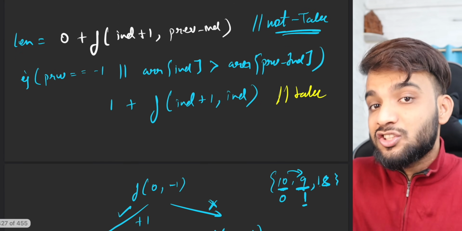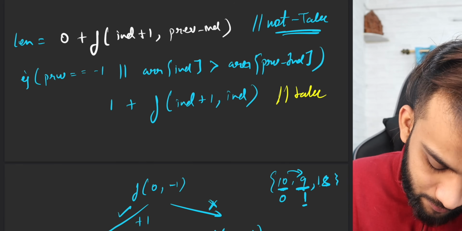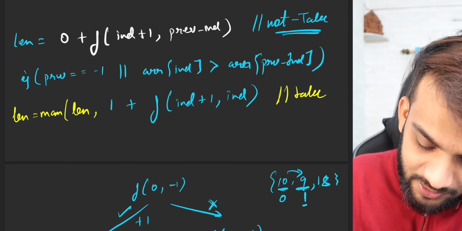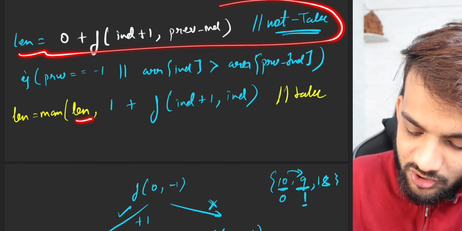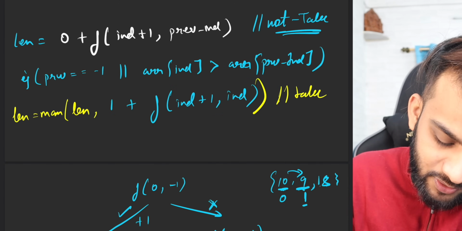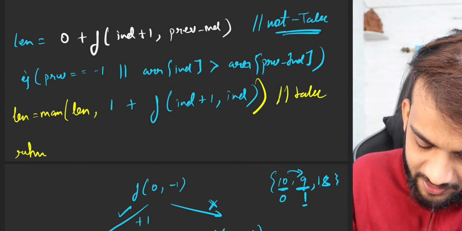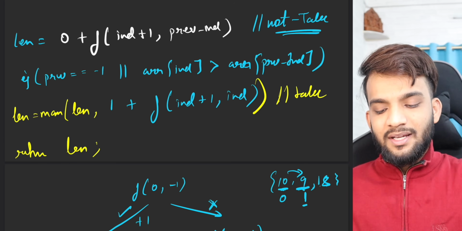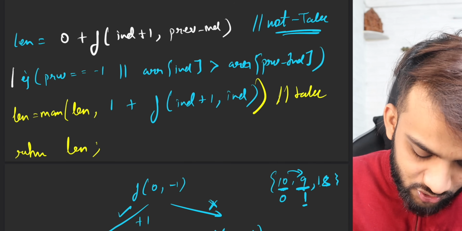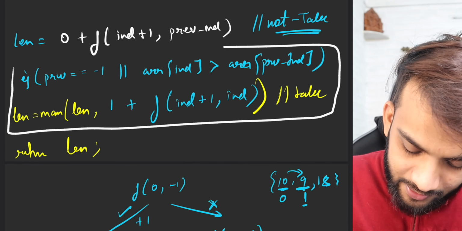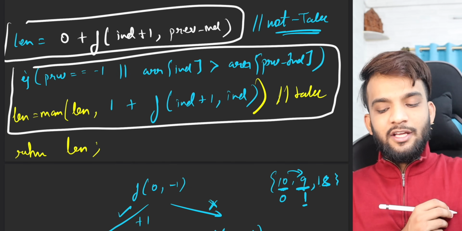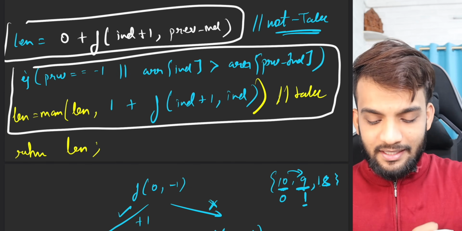So I need the max of both. So can I say the length will be equal to the max of either the not take length, which is this, or the take one? And at the end of the day, I can simply return the length. And that's how you can easily write the couple of conditions. This is going to be your take condition. This is going to be your not take condition. Couple of conditions easily written.